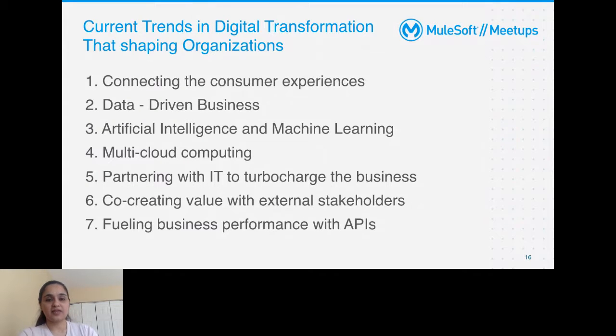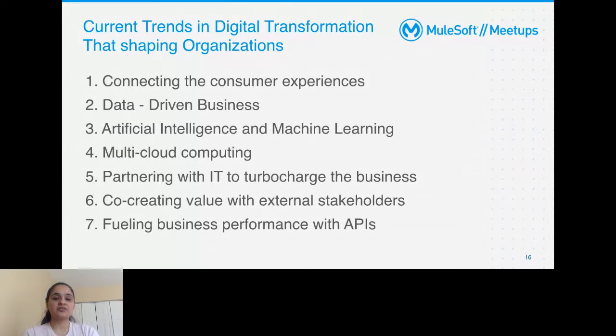With this approach, the data becomes easily accessible everywhere. The fifth one is partnering with IT to turbocharge the business. Nowadays, IT and CIOs are not just focusing on project-by-project delivery. This is not the scenario anymore. For digital transformation, IT and business both have to work together.